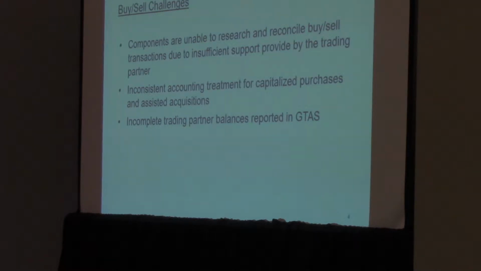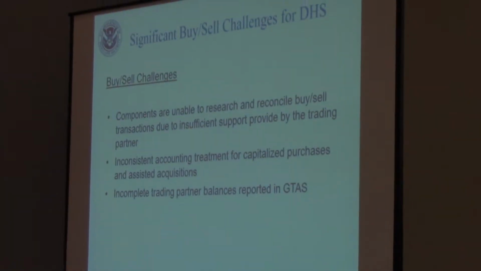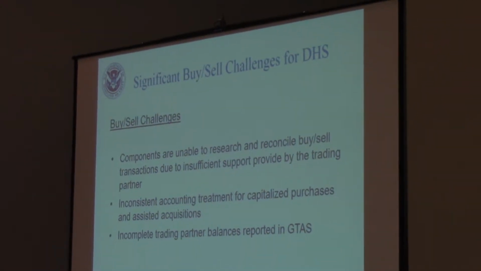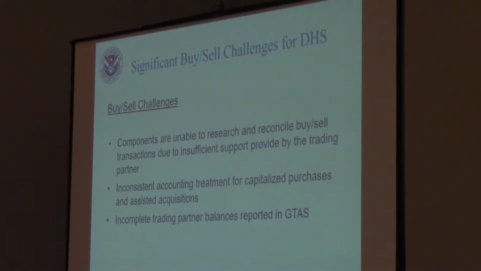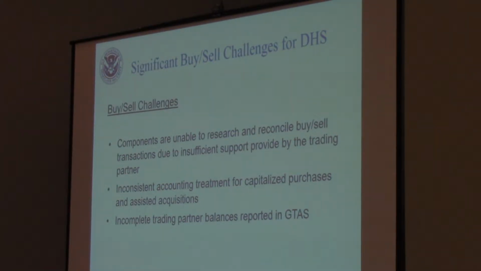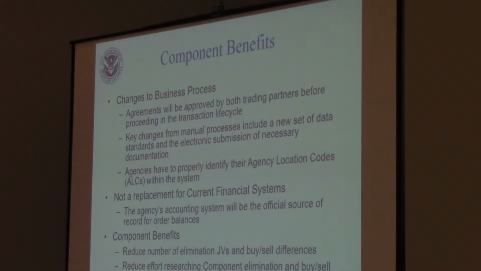Some of the significant challenges that DHS faces with intergovernmental activity are agreements are unable to research and reconcile buy-sell transactions, inconsistent accounting or methodologies with capitalized assets, as well as assisted acquisitions, as well as we are unable to get complete information from GTAS. Some of the benefits from implementing G-invoicing is that processes will start to be consistent across DHS as well as federal program agencies. Key changes to your manual processes, agency location codes will be more accurate.